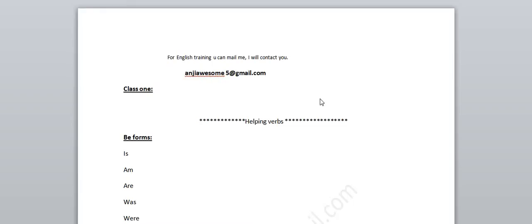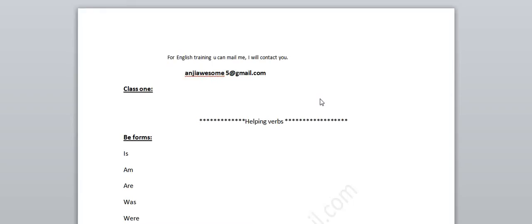Hi there, guys. Now we are going to discuss the tenses. What is the use of tenses? What is a tense? Why do we need to learn these tenses? Why is it useful in speaking? A tense is a form of the verb which shows the time of an action.